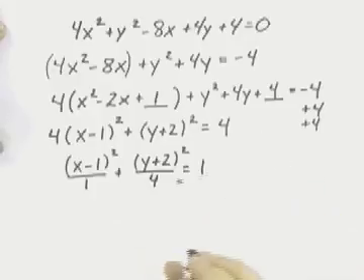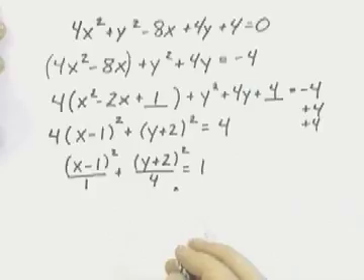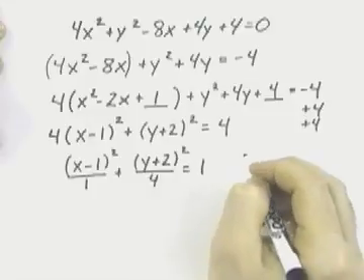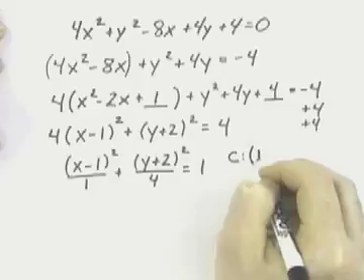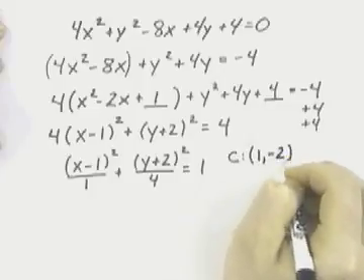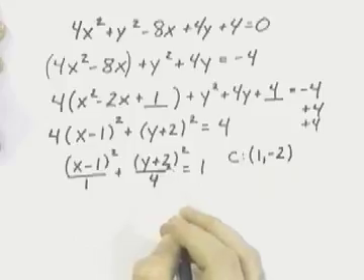So here's what we should notice right off the bat. The larger value is in the denominator associated with the y term. Therefore, the major axis is going to be parallel to the y-axis. What I have is the center of the ellipse is at 1 comma negative 2. h is 1. k is negative 2.